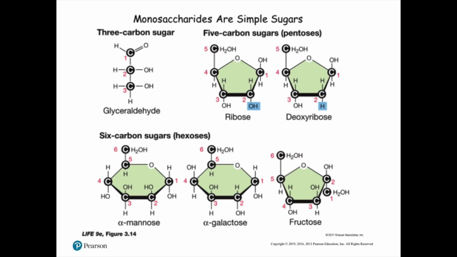I wouldn't ask you the difference between the two in terms of structure. Just note that they both have 5 carbons. 6-carbon sugars: mannose, galactose, fructose. Those are other examples of 6-carbon sugars. We mentioned glucose as well.